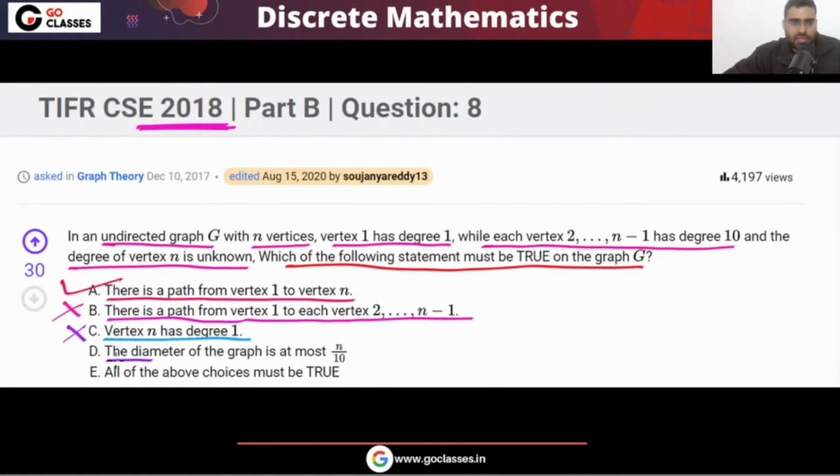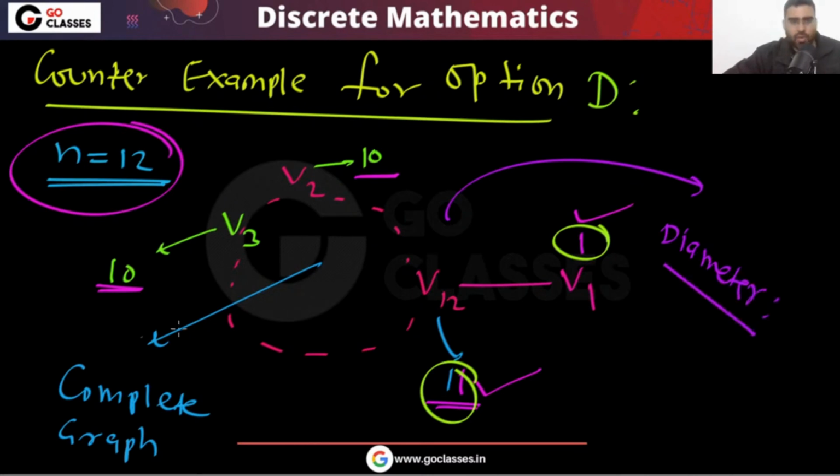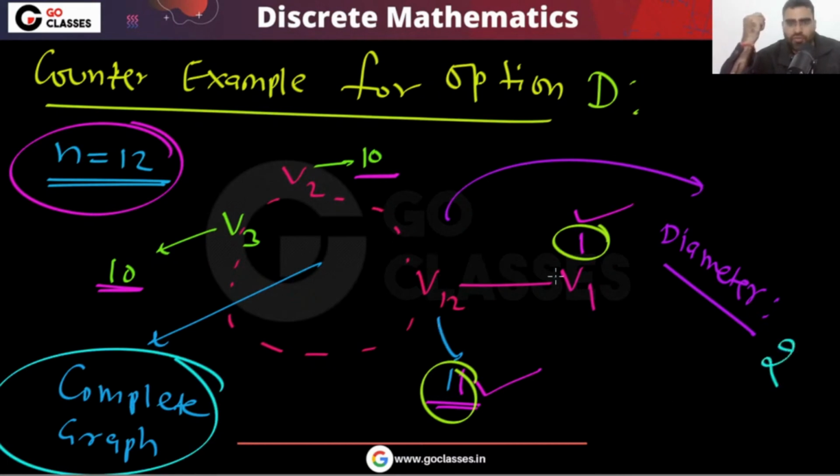What about option D? The diameter of the graph is at most n by 10. This same counterexample will work. Tell me, for this graph, what is the diameter? On your screen, this graph is there. This is a complete graph, so the diameter of this graph will be what? That will be 2, from V1 to V2, from V1 to V3. So the diameter will be 2.